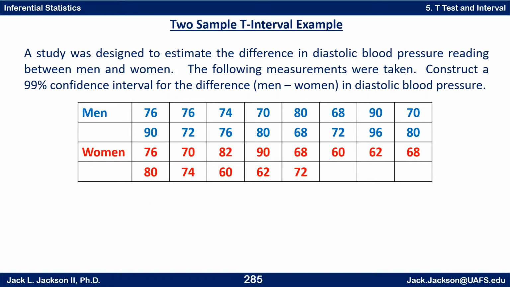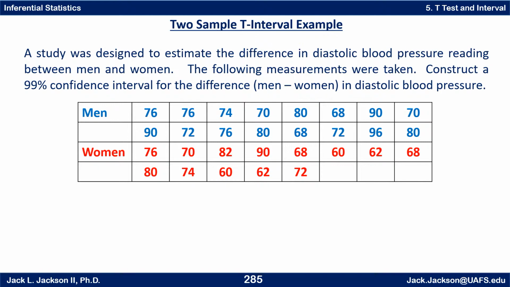Watch. Here's an example. A study was designed to estimate the difference in diastolic blood pressure reading between men and women. The following measurements were taken. Construct a 99% confidence interval for the difference, men minus women, in diastolic blood pressure. So obviously, these are not before and after or paired data from the same people. They don't have the same sample sizes for the two groups. That's okay. It doesn't bother us. But we have two data sets. These are independent from each other. We would assume that, and so we will treat this as two independent samples.